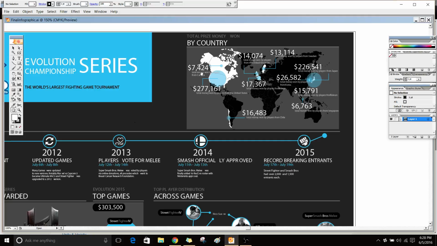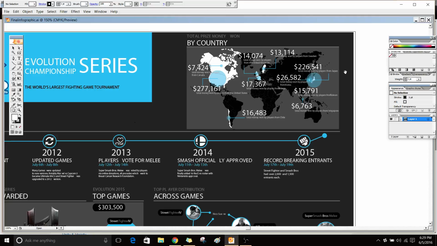There are some annotations that I use as well, so that you can tell what the money actually means. So it says 7,424 total money won by players from Canada. $277,161 total money won by players from the United States. So those are kind of labels or annotations so that you can understand what the numbers mean. Because without context, it's difficult to understand what they mean.